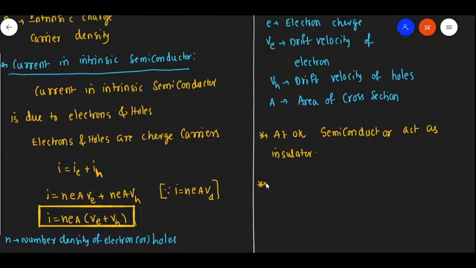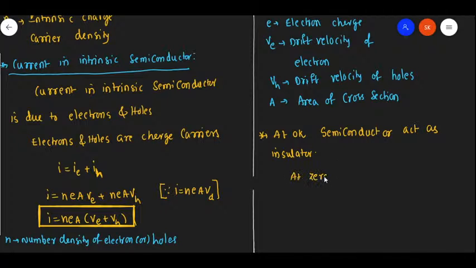What is the reason? Actually, at 0 Kelvin, there is no energy to break the covalent bonds. That means all the covalent bonds are fulfilled, so no electron can jump into the conduction band. To escape from the band, an electron requires energy. But at 0 Kelvin, the thermal energy becomes zero. No energy.